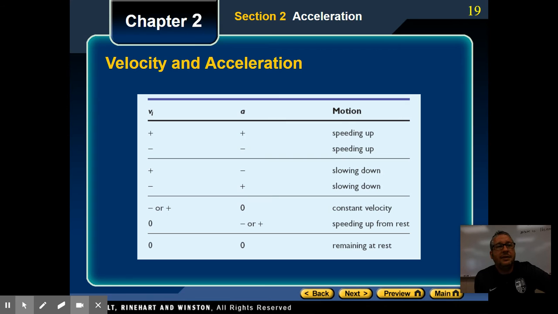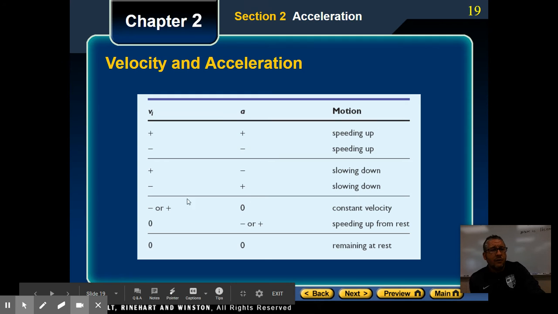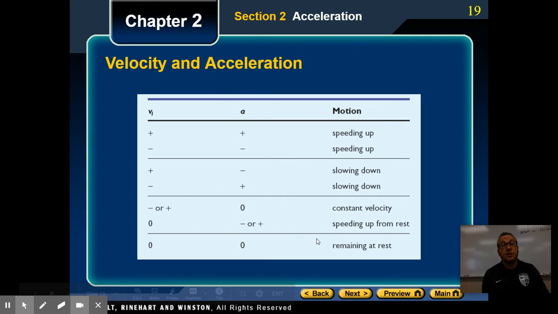Now, this table is a nice handy-dandy table to keep in mind when you are solving velocity and acceleration type problems, okay? And how we relate those values to the motion of the object. Again, if both velocity and acceleration are positive, it is speeding up. If they're both negative, it's also speeding up, okay? Because negative signs could just mean direction. They could be going to the left instead of the right. Then you can look over the rest here just to get an idea how you would describe or visualize the motion of an object, okay?